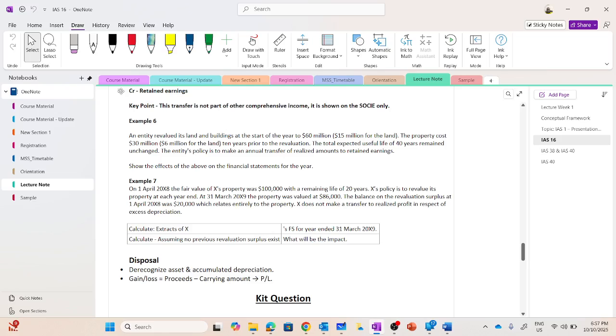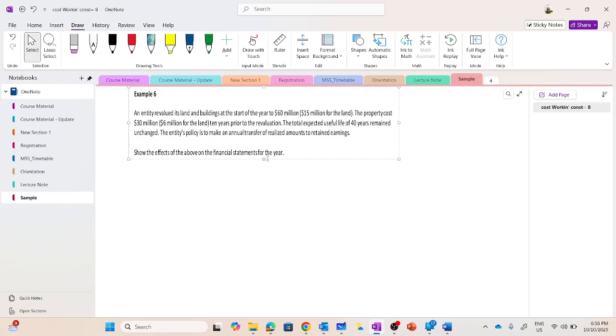An entity revalued its land and building at the start of the year to 60 million, 15 million for land. The property cost 30 million, 6 million for land, 10 years prior to the revaluation. So it means the original cost of the asset is 30 million, 6 million for land, and the 24 million is for the building. This is the cost of the assets 10 years ago.